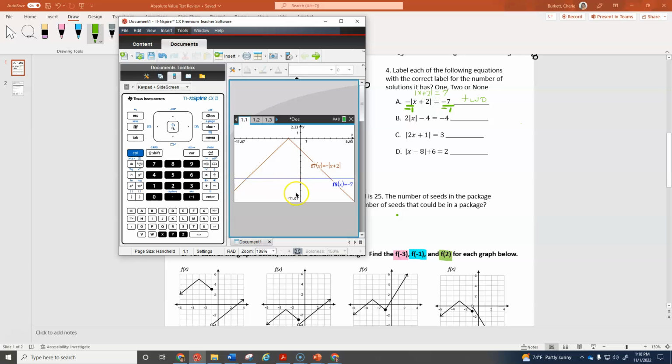And now I can see that those two things intersect each other at 2 different places. So there's one solution right there. There's the other solution right there. So I was right in that it had 2 solutions.